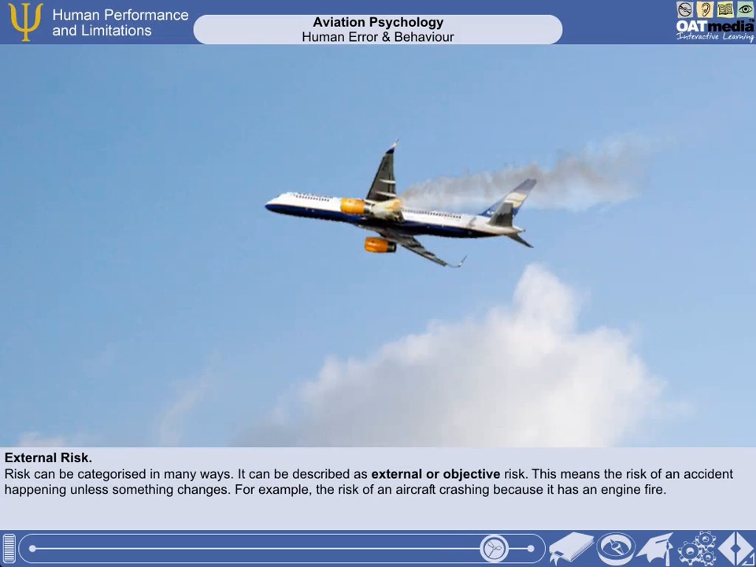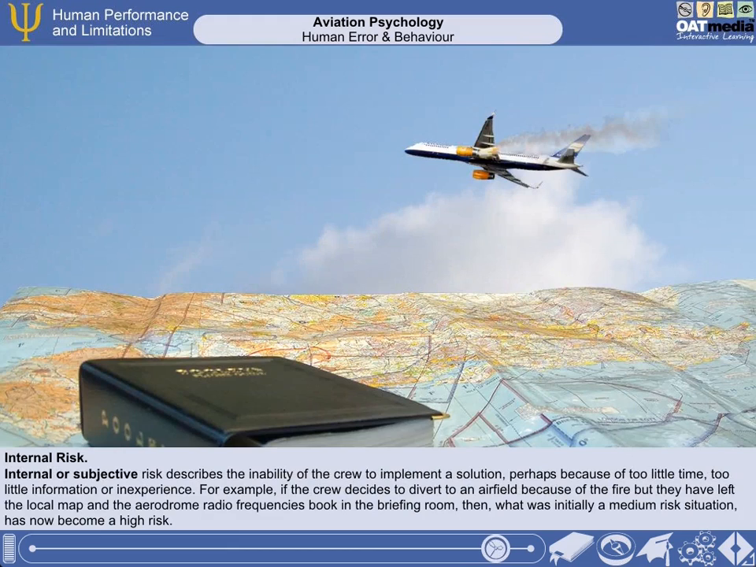Risk can be categorized in many ways. It can be described as external or objective risk. This means the risk of an accident happening unless something changes. For example, the risk of an aircraft crashing because it has an engine fire. Internal or subjective risk describes the inability of the crew to implement a solution, perhaps because of too little time, too little information, or inexperience. For example, if the crew decides to divert to an airfield because of the fire, but they have left the local map and the aerodrome radio frequencies book in the briefing room, then what was initially a medium risk situation has now become a high risk.